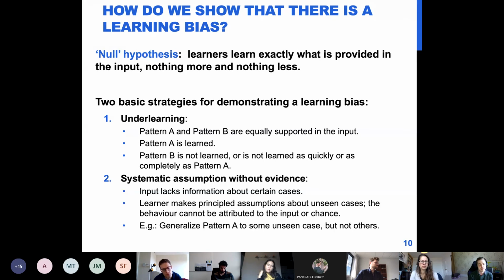The other strategy is that people make assumptions without having any evidence. So your input lacks information about certain cases or it's ambiguous. In that case, if you see that learners make principled assumptions about these unseen cases, you can't attribute whatever their behavior is to the input or to chance. Then you might say there's some kind of bias that's causing them to generalize in that way or make that sort of assumption.